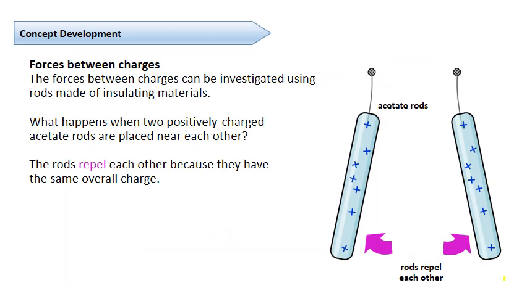Forces between charges. Let's take a little look here at two acetate rods, and you can see looking at the diagram that both of them contain positive charges. And what you'll also see is that the rods are repelling each other. Now the reason that they're repelling each other is because opposites attract, and if the charge is similar, then they will repel.